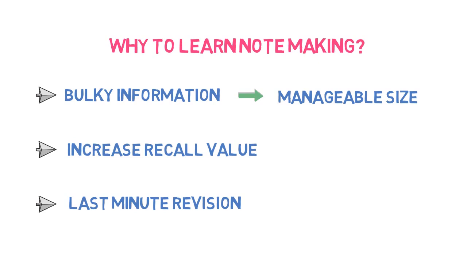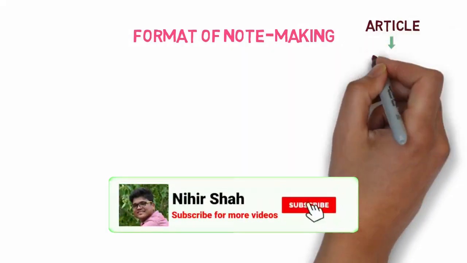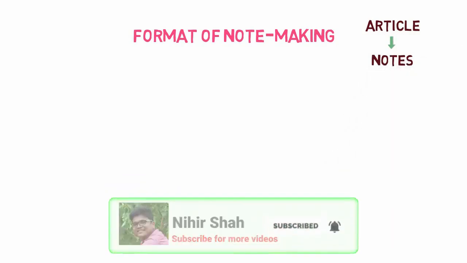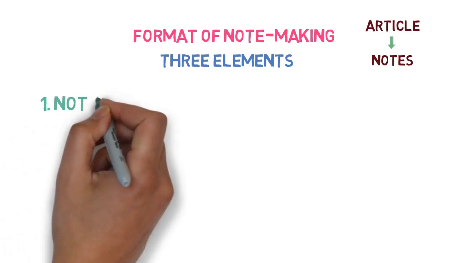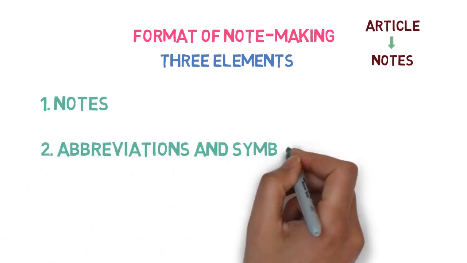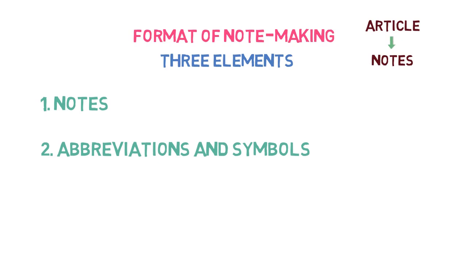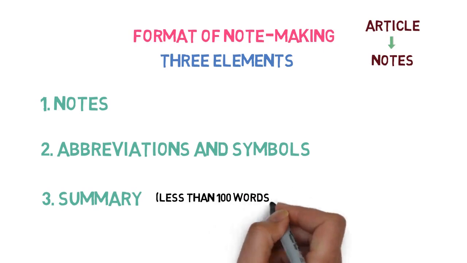Now you understood what note making is and why should we learn it. Now let's learn the format of note making. We will assume that our main source is an article. From that source, we need to prepare notes. 3 elements in sequential order must be there when note making comes in any exam. Number 1, notes. Number 2, the details of abbreviation and symbols used in the notes. And number 3, summary of the notes in not more than 100 words.